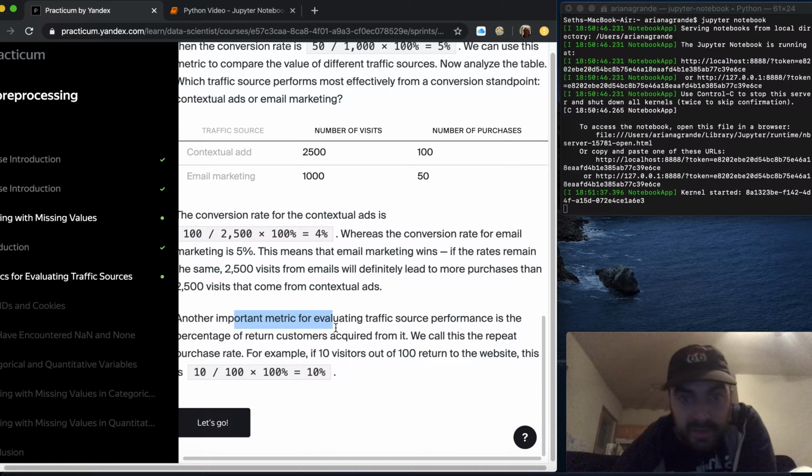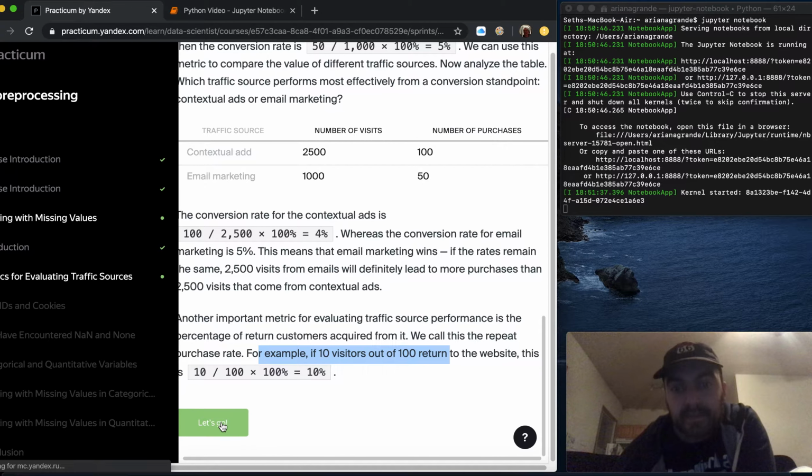2,500 visits from the email definitely lead to more purchases than 2,500 visits that come from contextual ads. Another important metric for evaluating traffic source performance is the percentage of return customers acquired from it. We call this repeat purchase rate. For example, if 10 visitors out of 100 return to the website, this is 10 divided by 100 times 100% equals 10%.